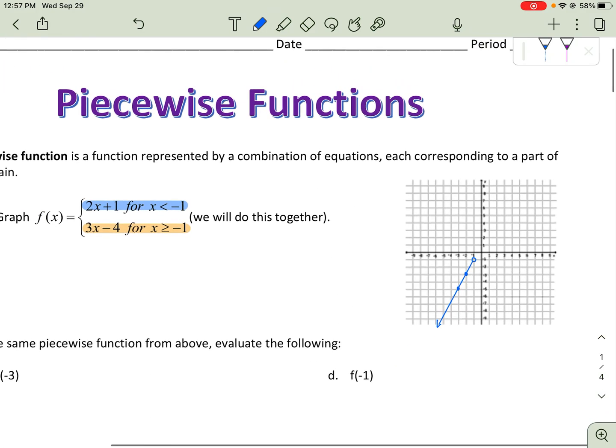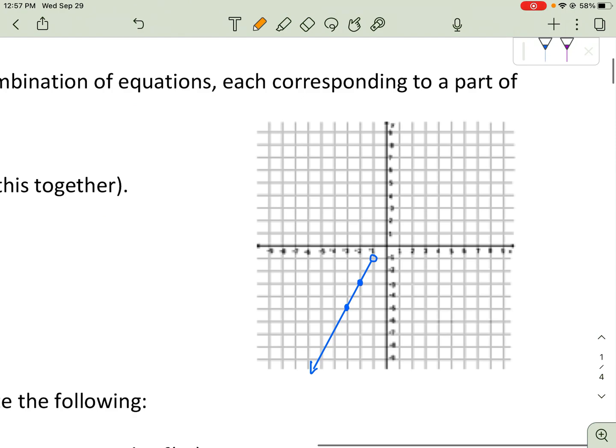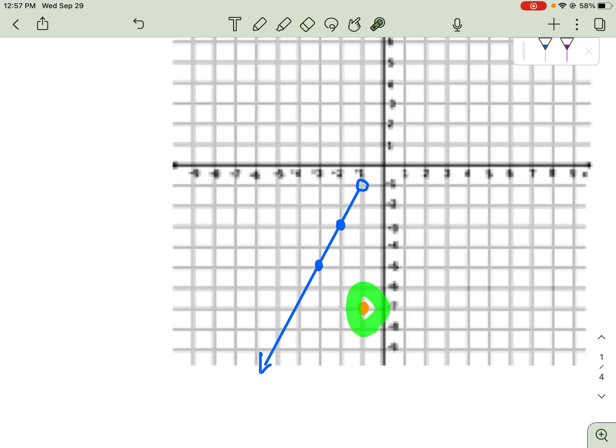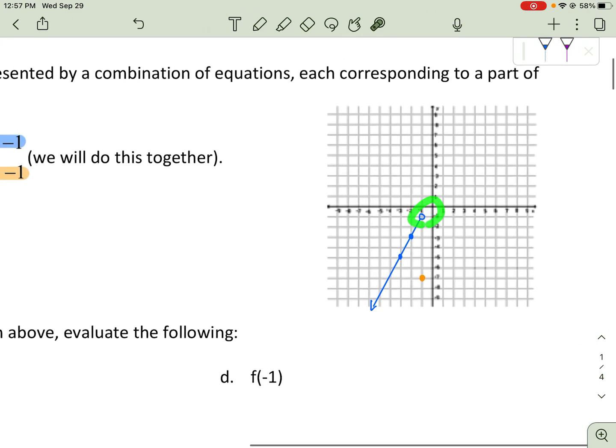Okay, now we do the same thing for the orange piece. Start with an x value of -1, plug it in over here for x, and you get -7. So this orange piece starts at (-1, -7), and it's only used for x values greater than or equal to -1. Since it's or equal to, that's why I made this one a filled-in circle, and this one's an open circle because it was not or equal to.